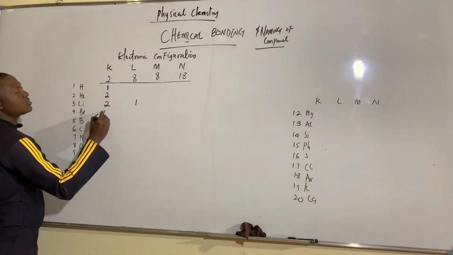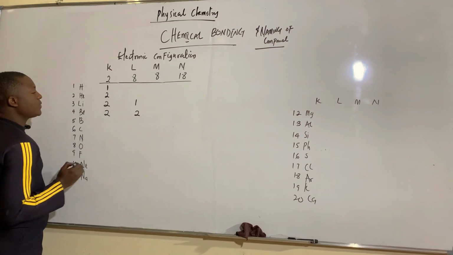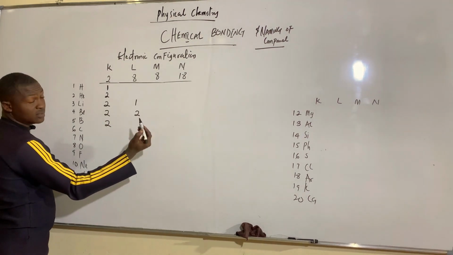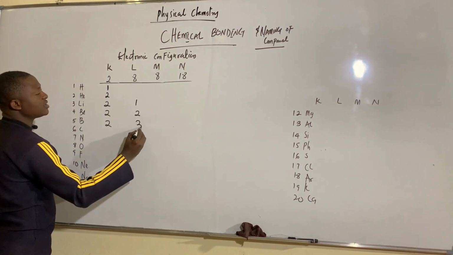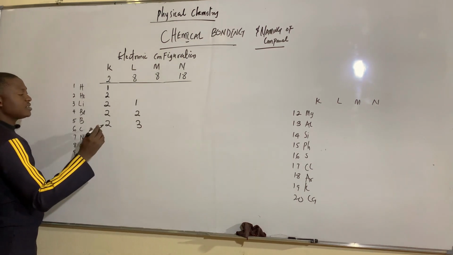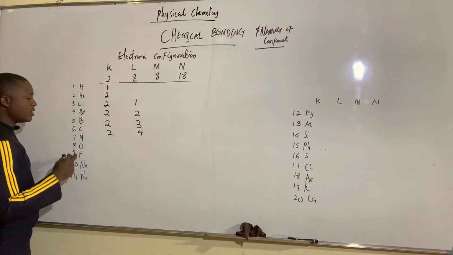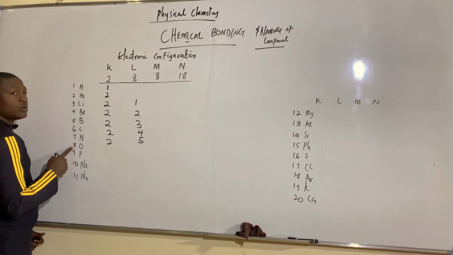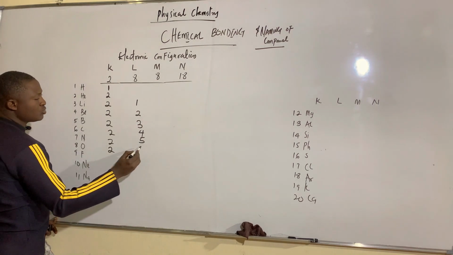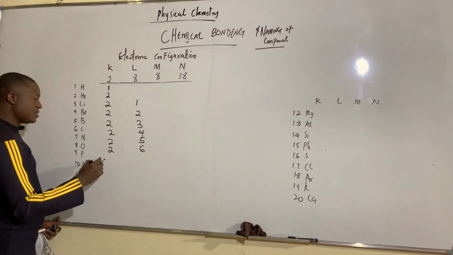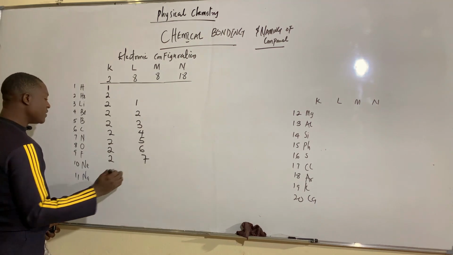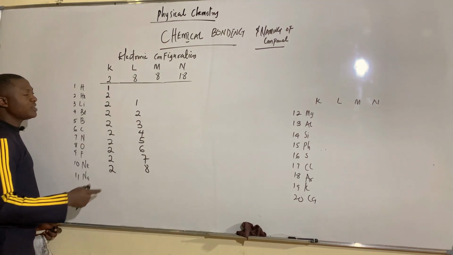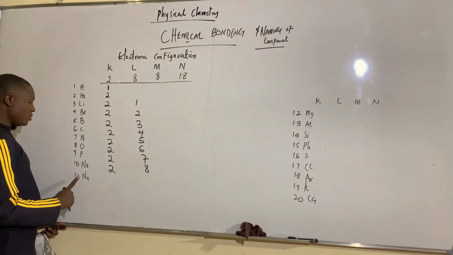Beryllium is 4. That's going to be 2, 2. Boron is 5. That's going to be 2, 3, because the L shell can occupy up to 8. Carbon is 6. That's going to be 2, 4. Nitrogen is 7. That's going to be 2, 5. Oxygen is 8. That's going to be 2, 6. Fluorine is 9. That's going to be 2, 7. Neon is 10. That's going to be 2, 8. You can see that it's simple and straightforward, right? Now look at this one.